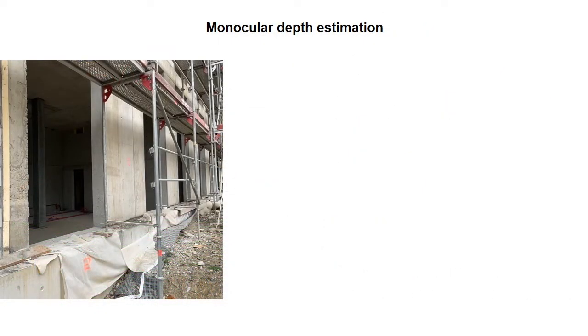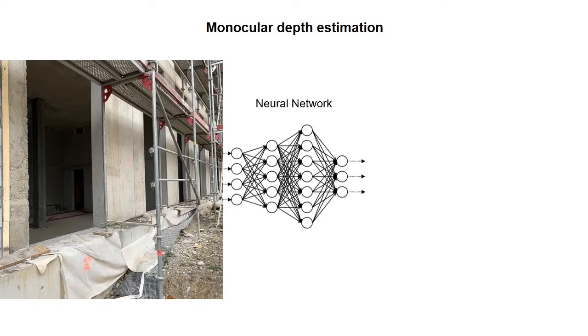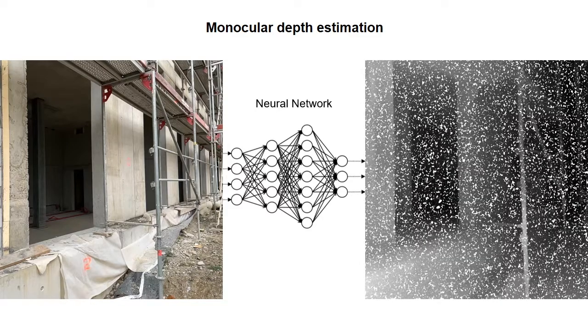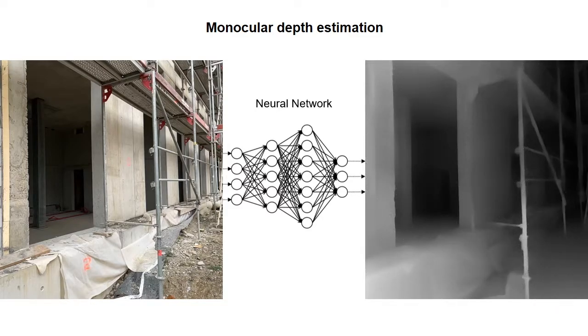Here comes into play the monocular depth estimation. As RGB cameras are more ubiquitous than other sensors and less expensive, the collection of the images is much easier. The extraction of the depth is done in this case using a neural network, which estimates it directly from a single RGB image.